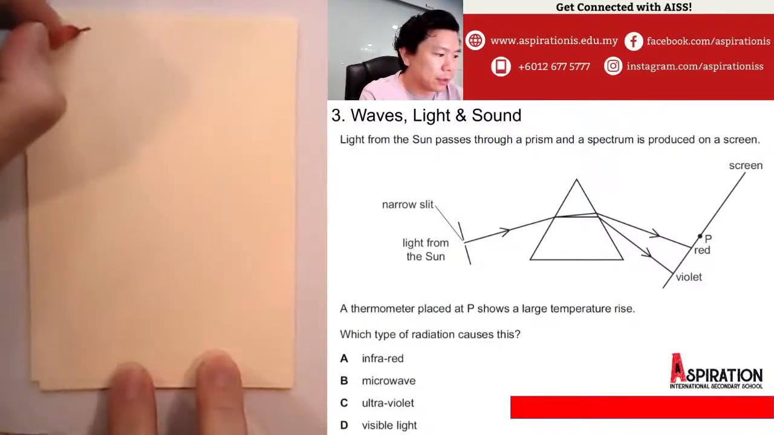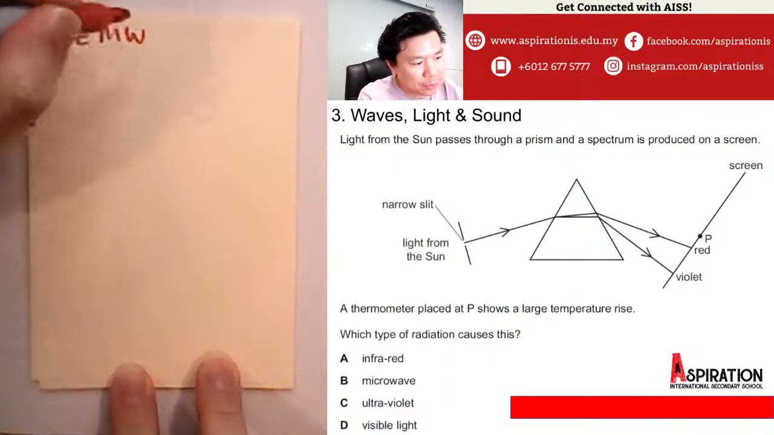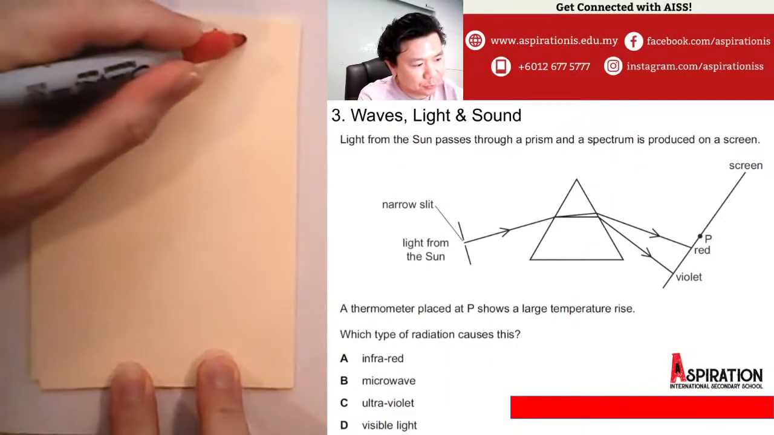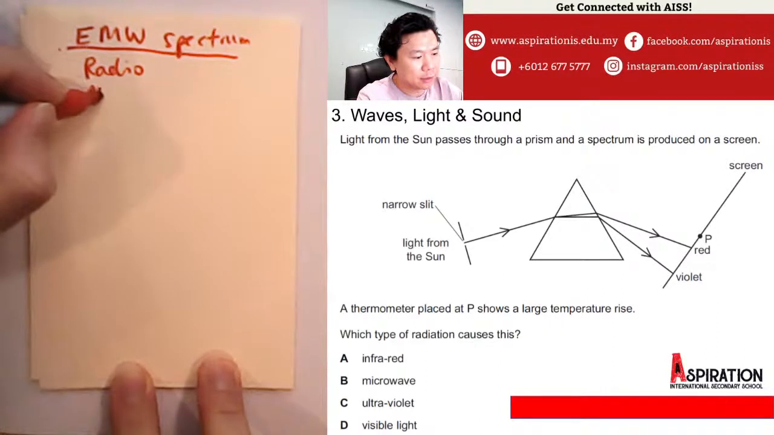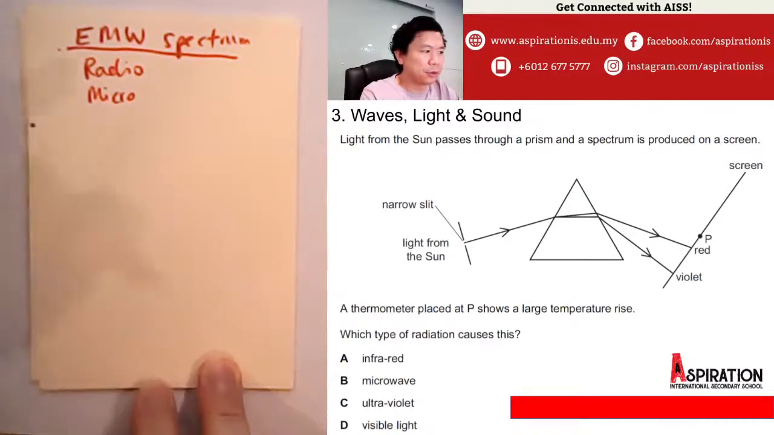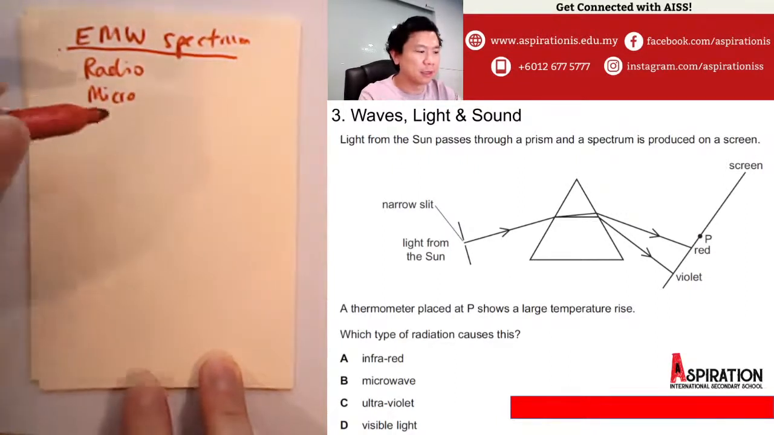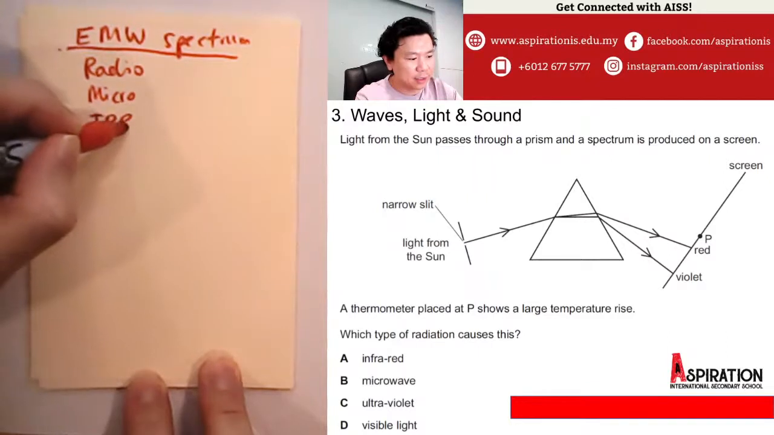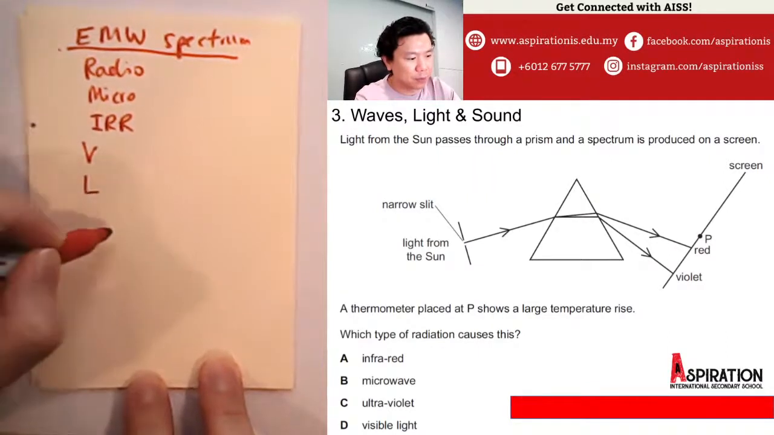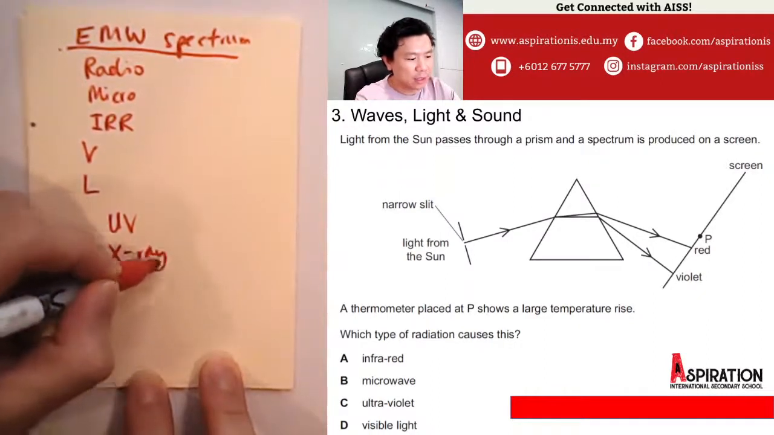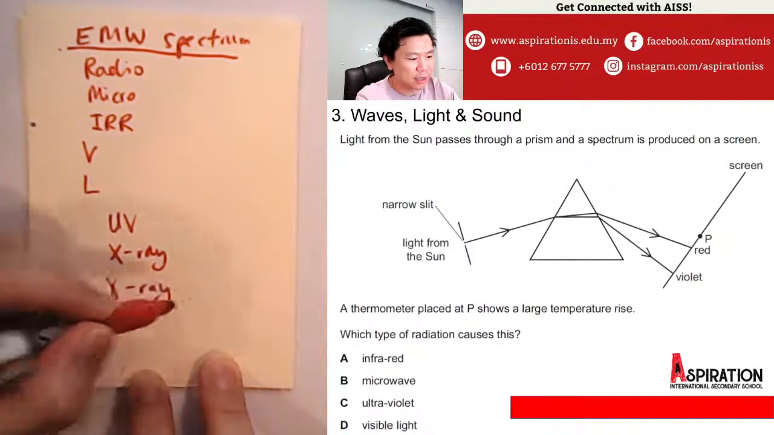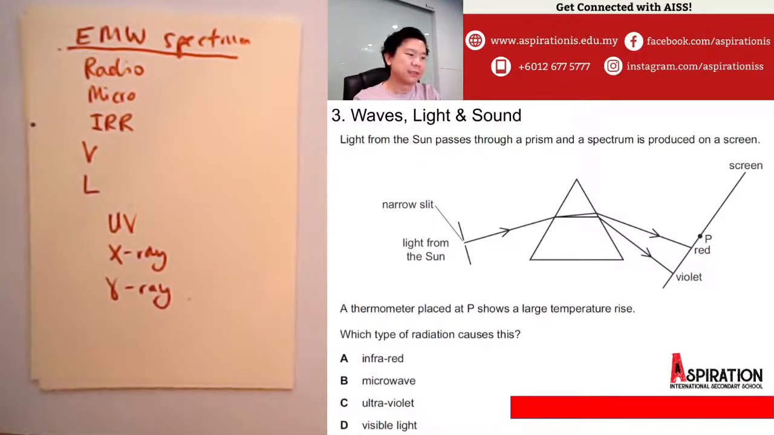Yeah, the electromagnetic wave spectrum. So the first one is radio. The next one, micro. Can you all beat me to writing this? Let's see who types faster than me writing. Infrared radiation. All right, visible light is what we're going to be talking about. UV ray, X ray, and gamma ray. So radio, micro, infrared. Did I miss out anything?